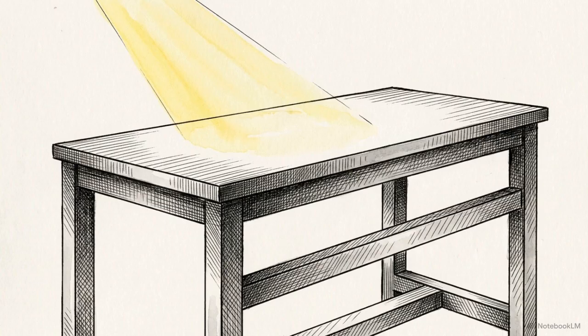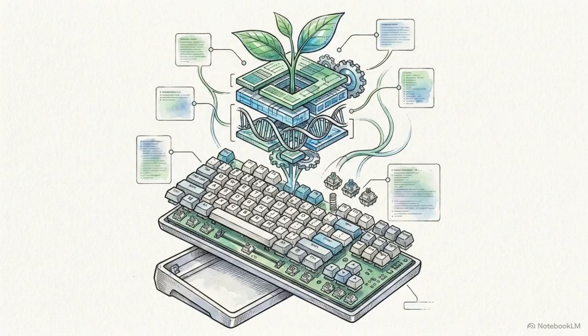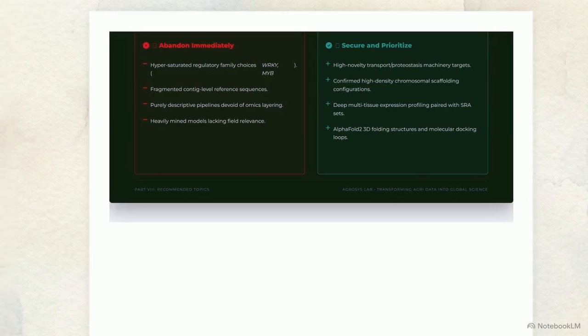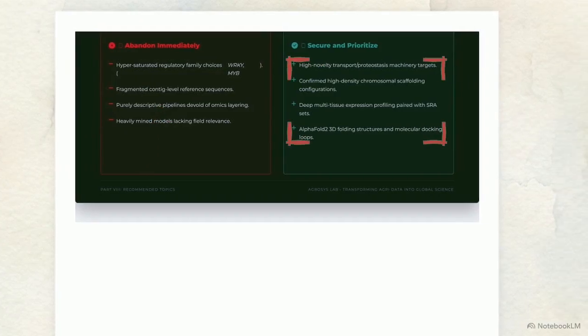You can secure robust in silico validation by relying on the deep multi-omics layers we just mapped out. This brings us to the Agrisys Project Clearance Checklist, the binary filter separating impactful science from automated rejection. The contrast is absolute. Abandon hypersaturated targets and contact levels immediately. Secure and prioritize high-novelty proteostasis targets, confirmed chromosomal scaffolding, and AlphaFold 2 docking loops.